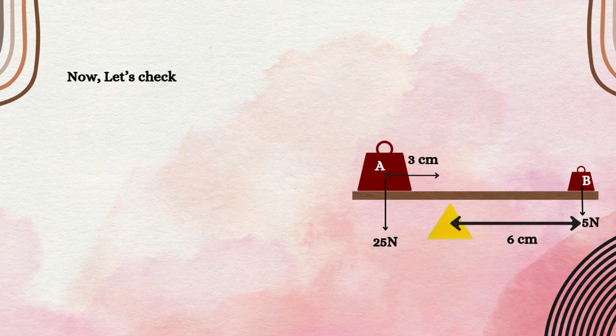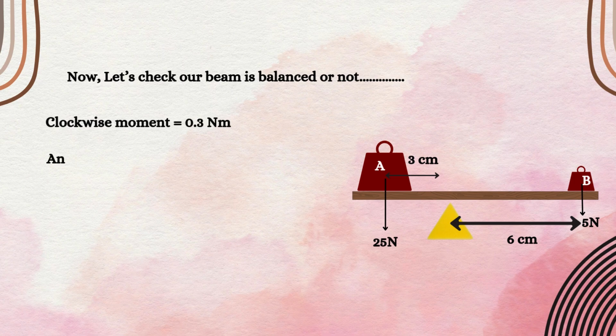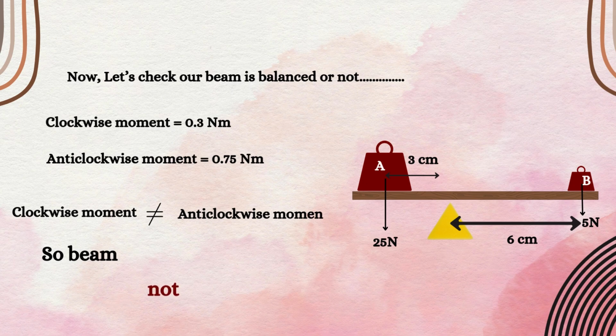Now let's check whether our beam is balanced or not. Clockwise moment equals 0.3 Newton meters. Anti-clockwise moment equals 0.75 Newton meters. According to the principle of moments, if clockwise moments equal anti-clockwise moments, the beam is balanced. But here, clockwise moment is not equal to anti-clockwise moment. So the beam is not balanced.